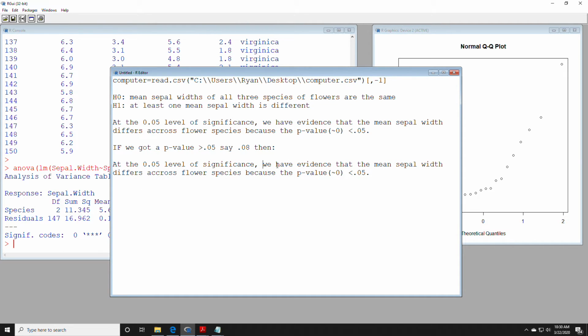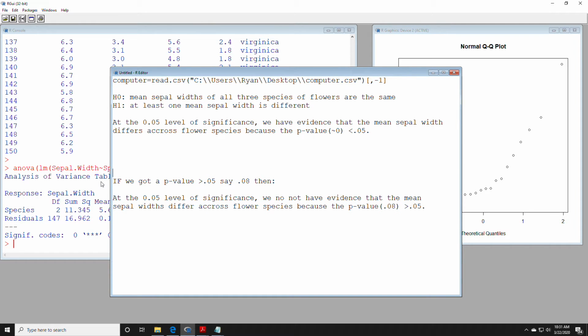At the 0.05 level of significance, we do not have evidence that the mean sepal widths differ across flower species because the p-value, in this case 0.08, is greater than 0.05. Okay, again, assuming that this number here was, say, 0.08, then that would say at this significance level, we do not have evidence that the mean sepal widths differ across the species, right? That the means are not different across species because the p-value is greater than 0.05. Now notice we did not say that we have evidence that the means are all the same.